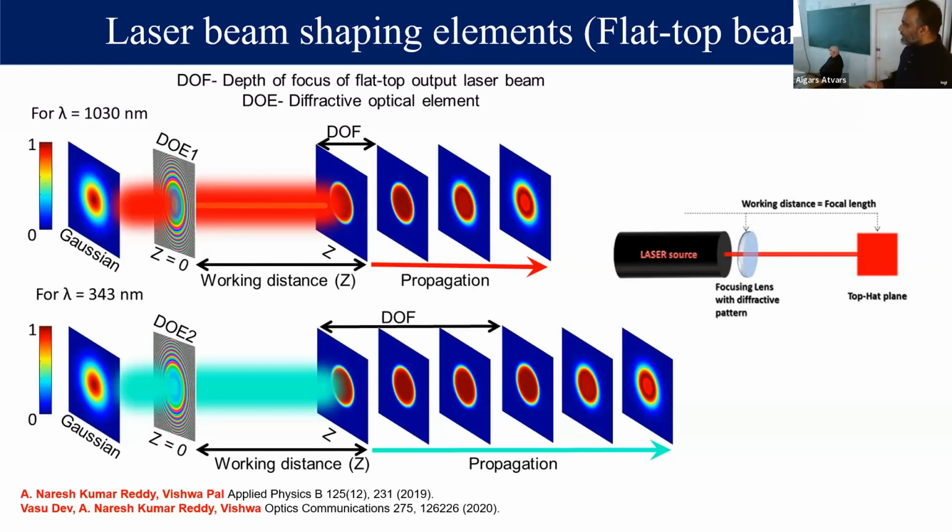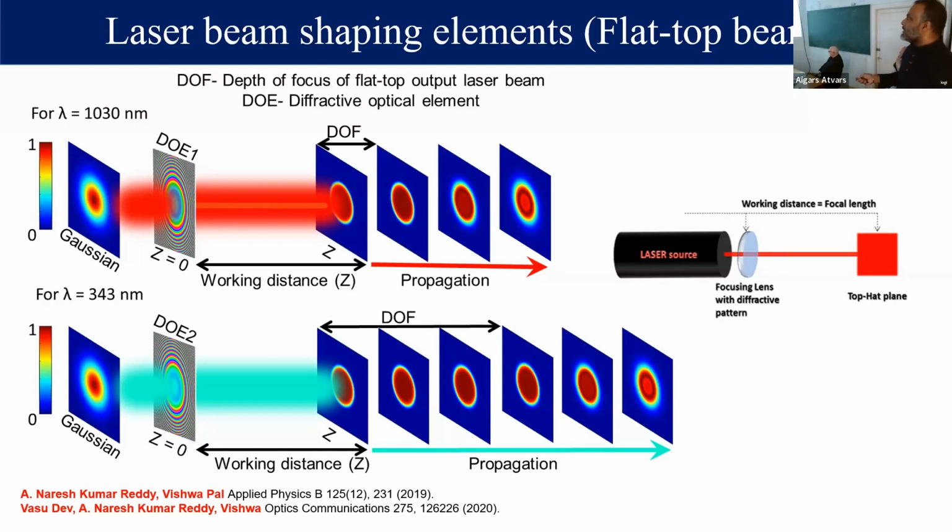In this picture, I have presented DOEs for two different wavelengths. One is 1030 nanometers, which is called an infrared laser, and the other is 343, which is called a UV laser. So I have presented two different DOE designs. These two designs are able to convert the beam from Gaussian to flat top. I just wanted to explain one more interesting feature in this slide. If I use a short wavelength laser, these DOEs are capable of generating a flat top beam with more depth of focus compared with the flat top beam obtained for the longer wavelengths. That's the specialty of these DOEs.